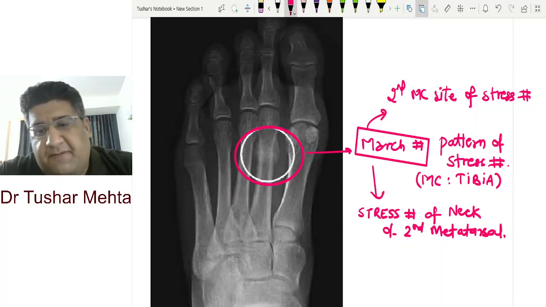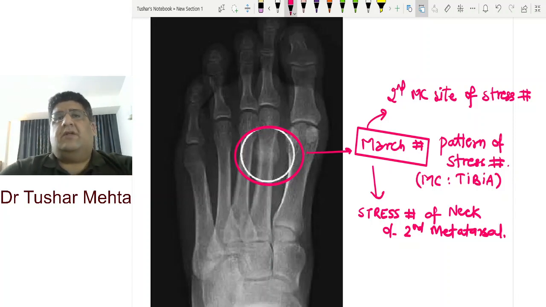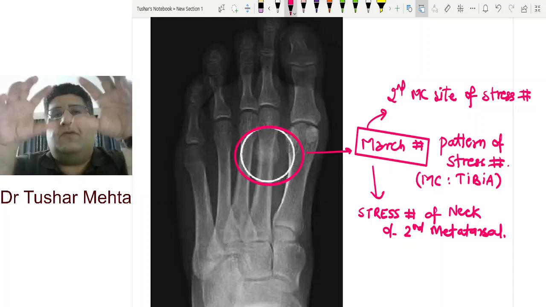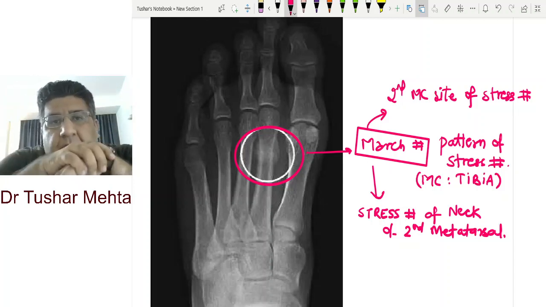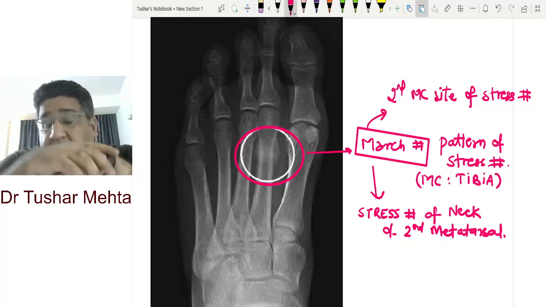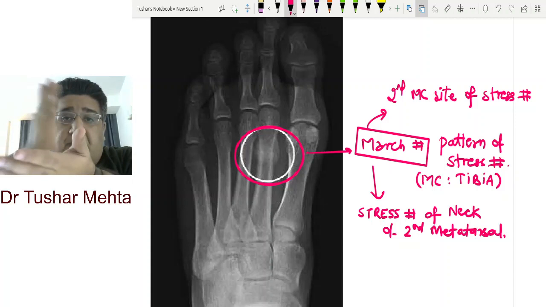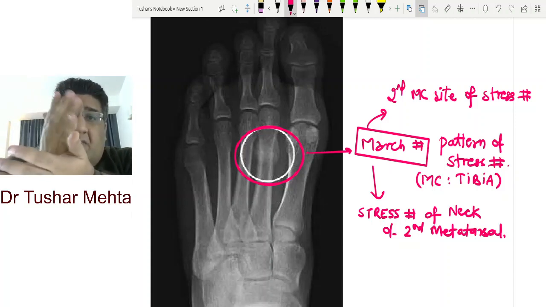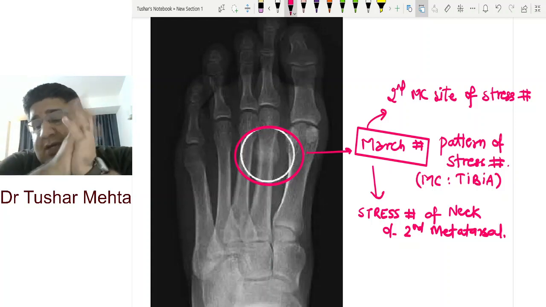So guys, if you see in retrospect, in hindsight, we had a classification: closed and open. We had a classification: incomplete, complete. Under incomplete, we spoke about greenstick. Under complete, we spoke about transverse, spiral, comminuted, segmental, depressed. I gave you the X-rays, I gave you the fracture patterns, then we spoke about certain extra variants.